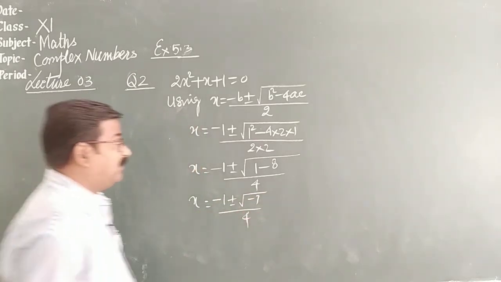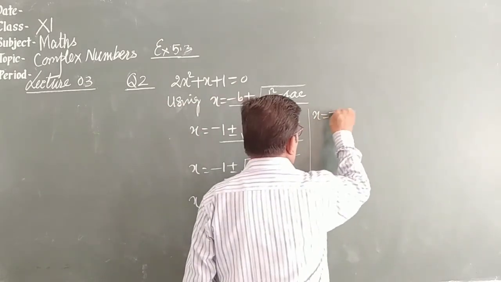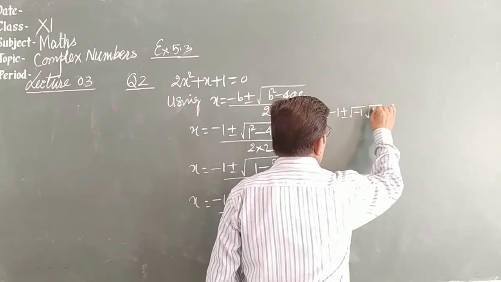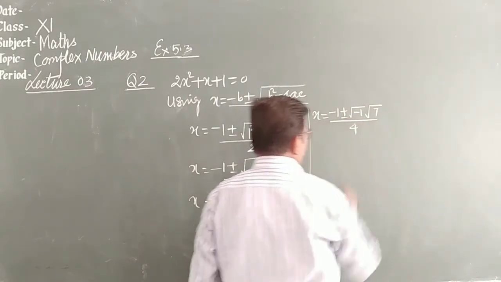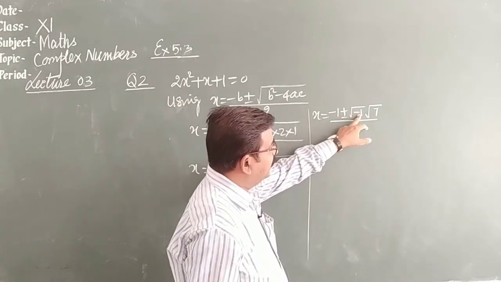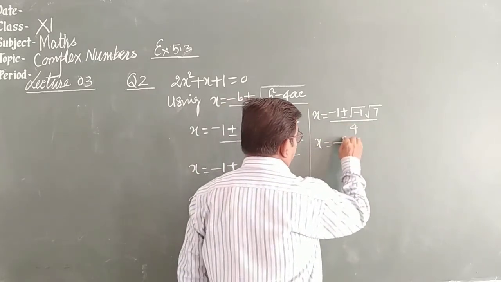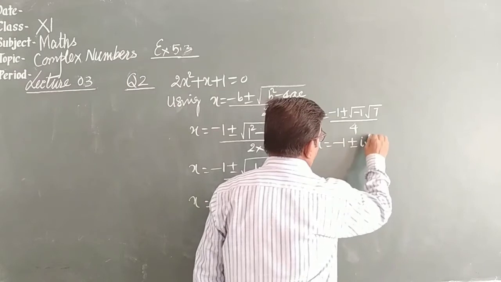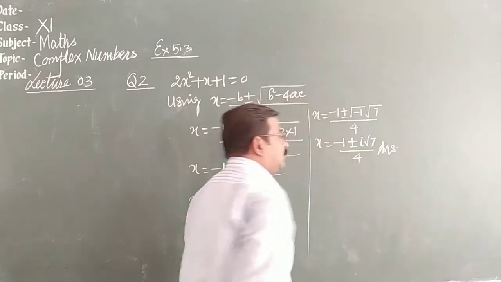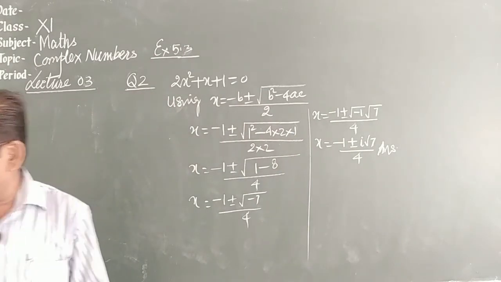Now change this minus 7. How to change? See, x is equal to minus 1 plus minus, we can write minus 1 under root 7 upon 4. Now under root minus 1 is i. So x is equal to minus 1 plus minus i root 7 upon 4 is the answer. Got it? Let's solve one more question.